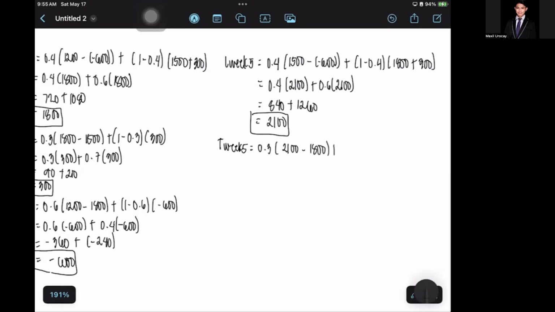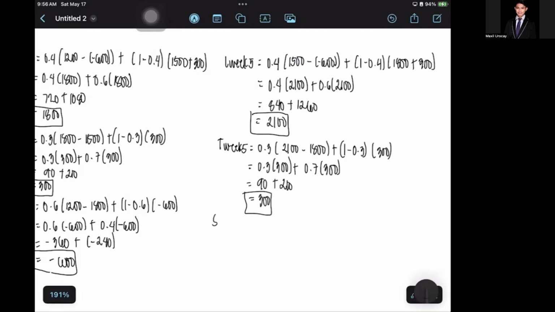And then plus the parameter, 1 minus 0.3. And then the previous trend is 300. So what will happen? 2,100 minus 1,800 equates to 300, plus 0.7 times 300 equates to 90, plus 210, that equates to 300 then.